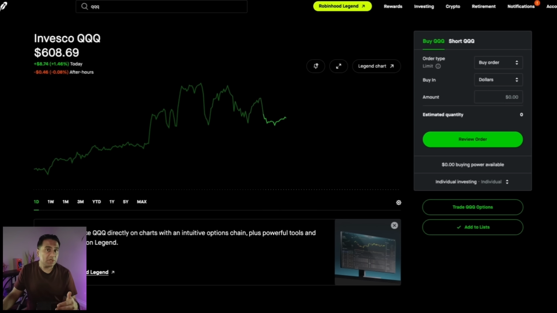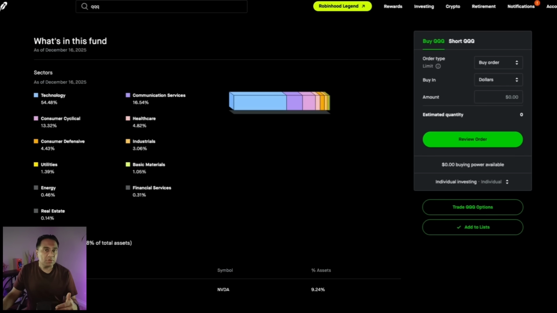So first, let's talk about QQQ. QQQ is an ETF, or exchange traded fund, that tracks the NASDAQ 100 index. And for those not familiar with the NASDAQ 100 index, it is heavily focused on the tech sector. About 55% of the fund is composed of stocks related to the tech sector.